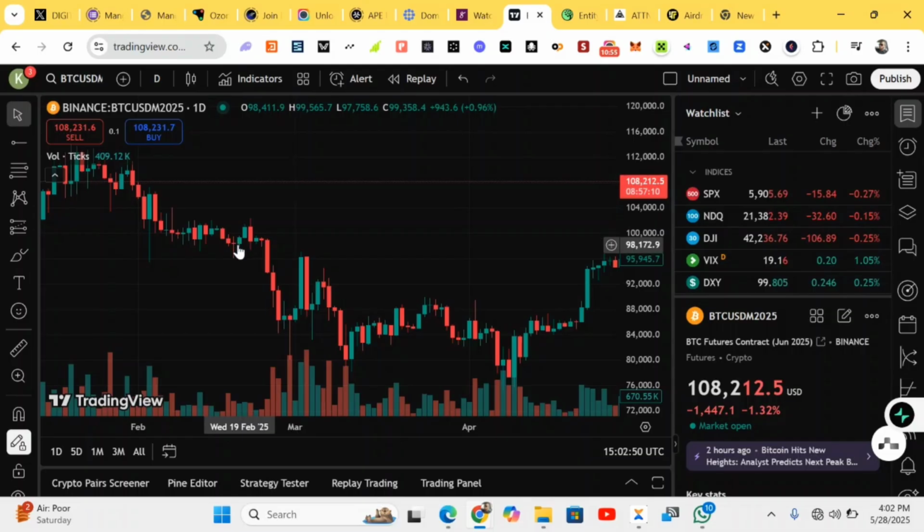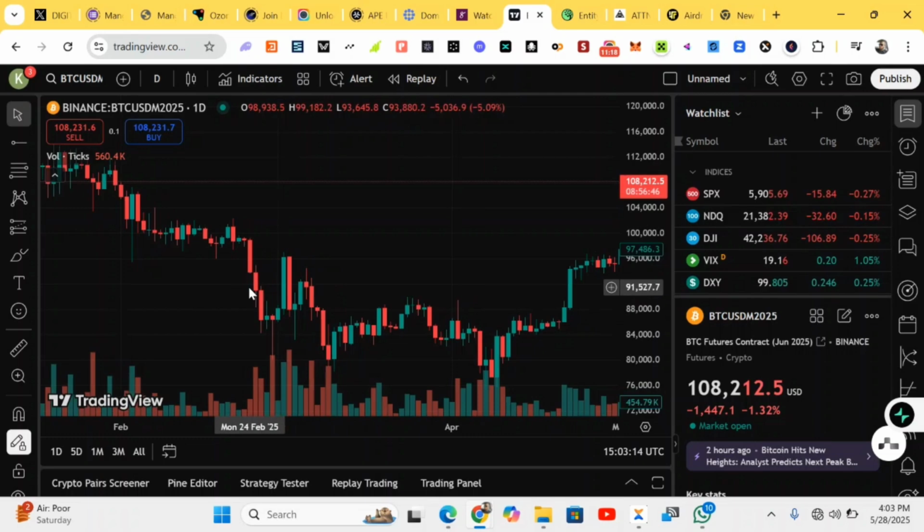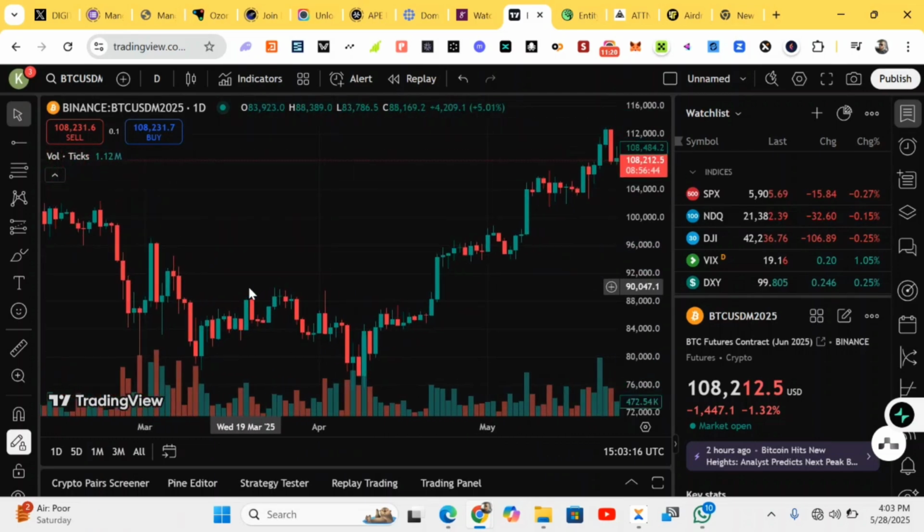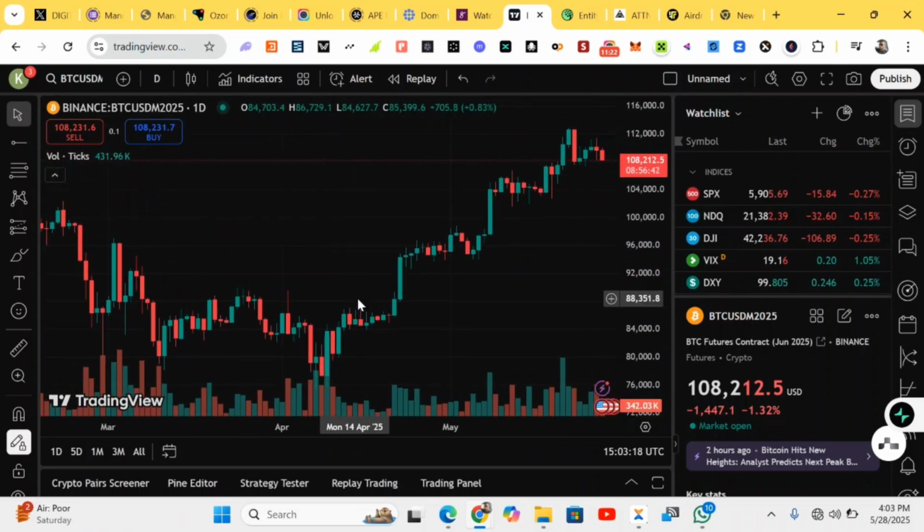So buyers took it up over here. Then the sellers came down, you can see that, and pushed it down. Sellers were in control. They pushed it down to this level. So that's basically what we are talking about. The sellers were in control at a point over here. So let me show you the uptrend.